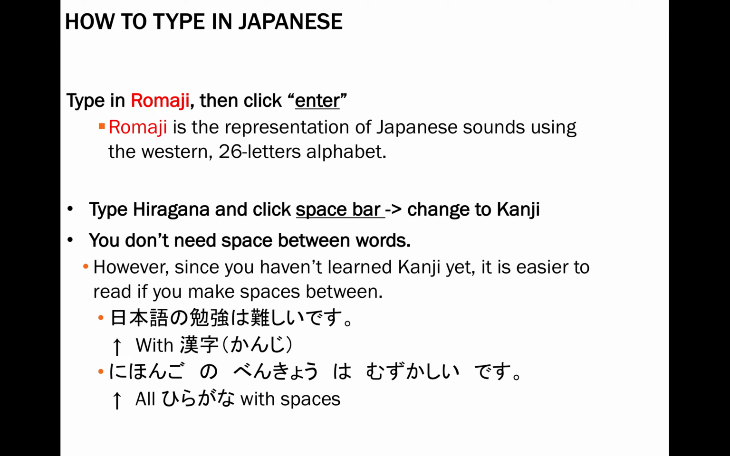You don't need spaces between words generally. However, since you haven't learned kanji yet, it is easier to read if you make spaces between. For example, the first sentence says 日本語の勉強は難しいです。 This is the sentence with kanji. 日本語 is kanji, 勉強 is kanji, 難 is kanji. But if you write all hiragana, it looks like this: 日本語 space, の space, 勉強 space, は space, 難しい space, です。 Period.